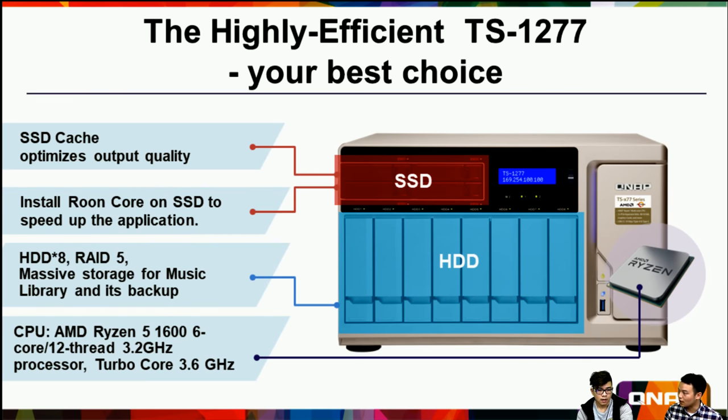I see. So that's why we recommend a model that includes SSD drives. You can see on the left side, we recommend using our SSD to do two things. The second will be installing Roon Core on SSD to speed up the application. And on the top, SSD cache can optimize the object quality. Oh, I see. So we put the SSD as the brain of the NAS. Yes, it does all the Roon Core things.